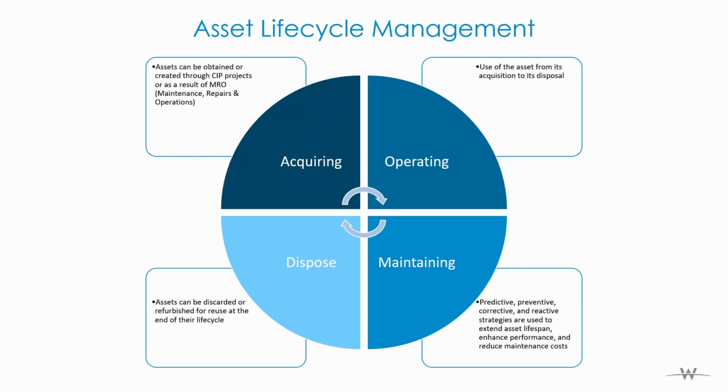And then the last phase of the life cycle of an asset is the disposal phase. Depending on the asset type, it can be discarded when it goes out of use, or it can be refurbished and put back into place, right? A lot of vertical assets, pumps, and motors for treatment facilities, they will pull them offline, refurbish them, put them back in place because of the cost, right?